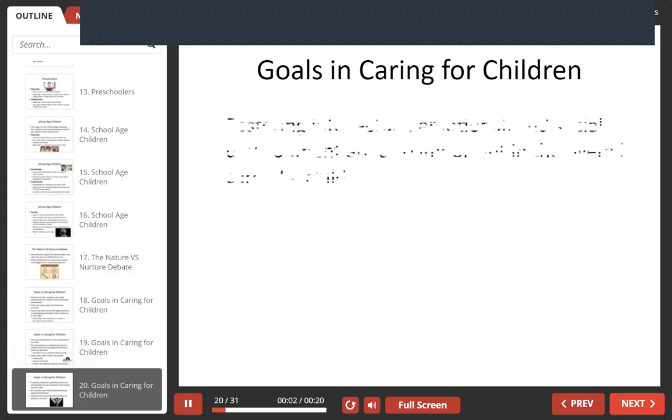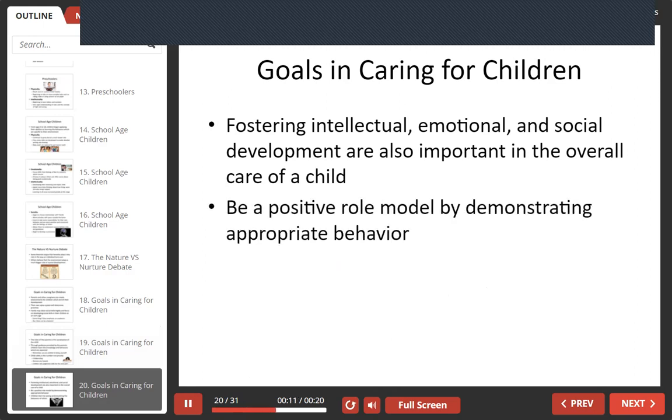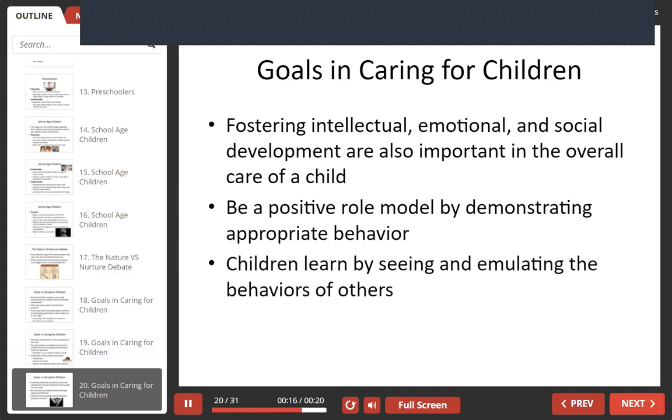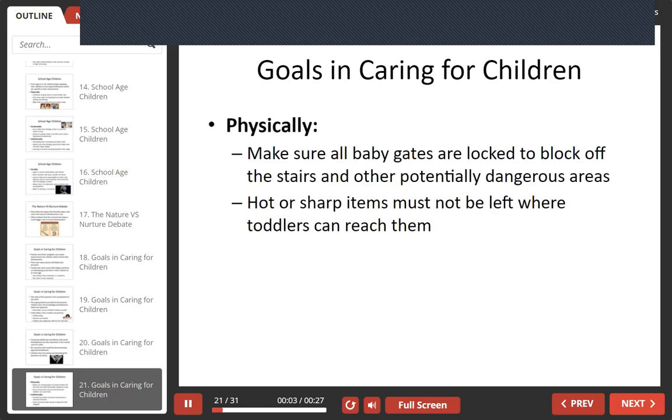So fostering intellectual, emotional, and social development are also important in the overall care of a child. It's important to be a positive role model by demonstrating appropriate behavior. Children often learn by seeing and emulating the behaviors of others. Physically, you have to make sure that all baby gates are locked to block off the stairs and other potentially dangerous areas. Also, hot or sharp items must not be left where toddlers can reach them.